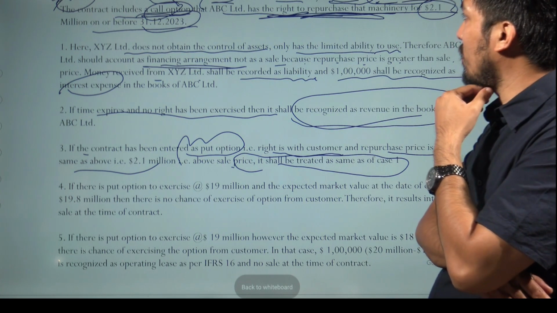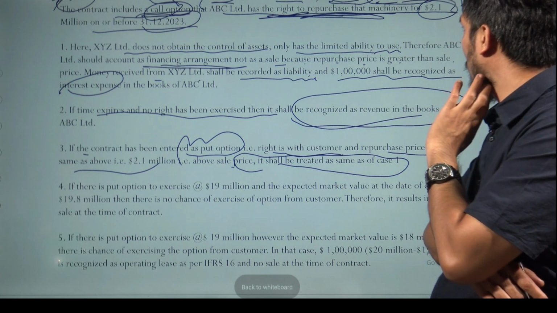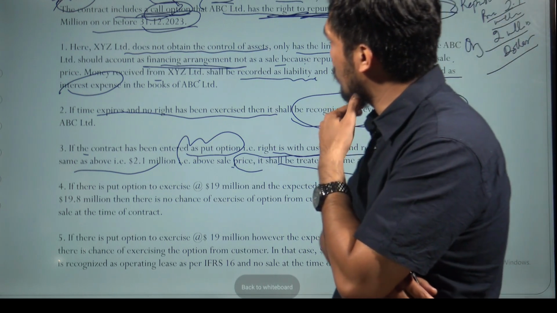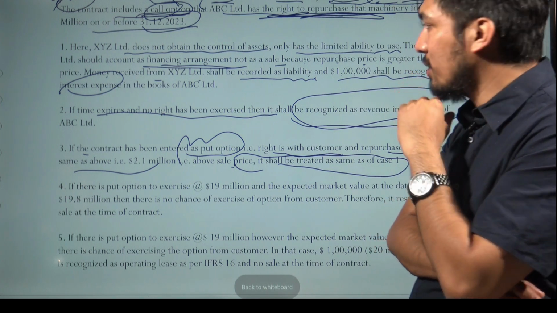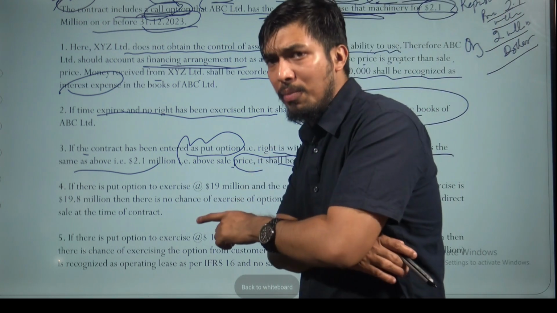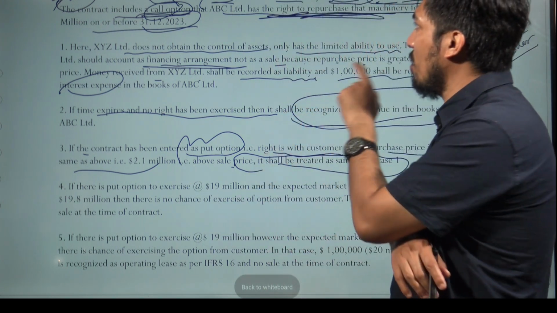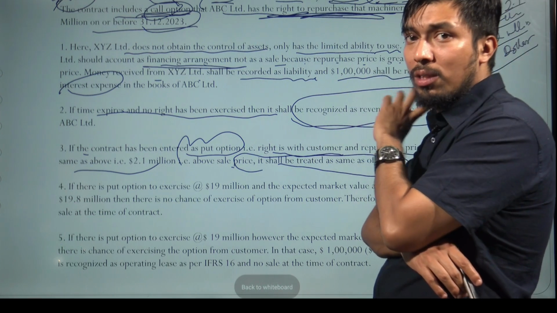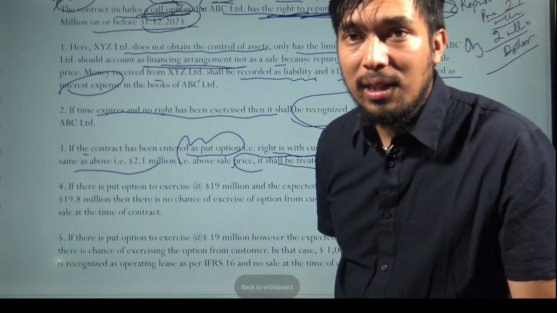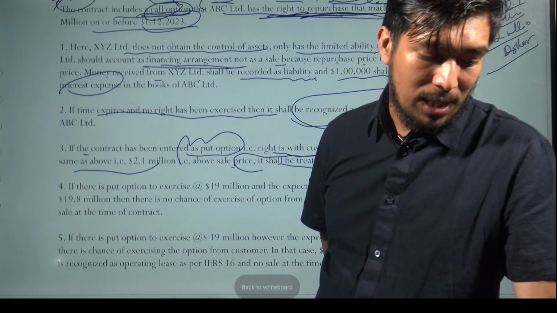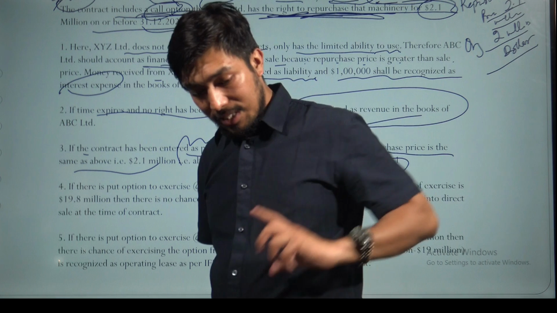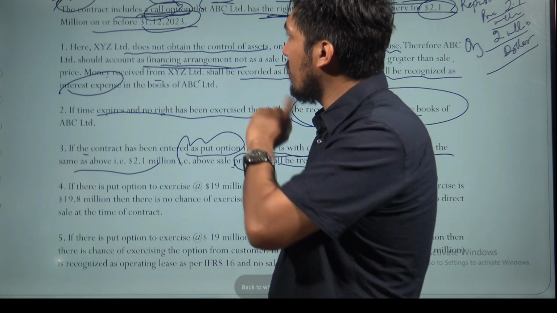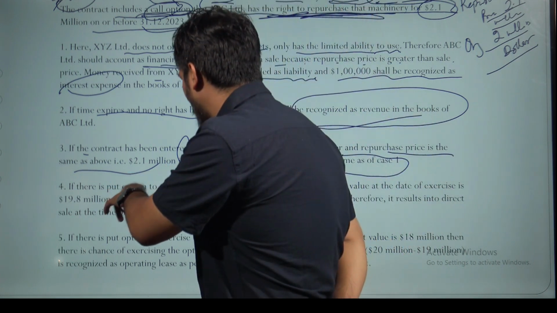The difference between the reselling price 2.1 million and the original selling price $2 million, that is $0.1 million, will be recorded as interest expense in the books of ABC Limited and interest income in the books of XYZ Limited. That should not be considered as a contract of sale, and there is no applicability of IFRS 15, that is revenue from contracts with customers.